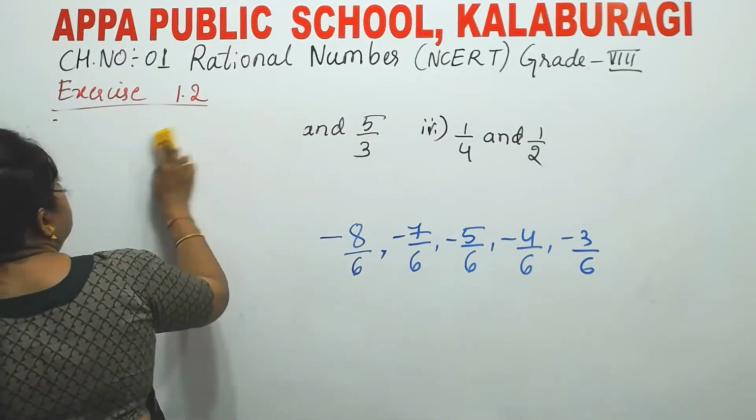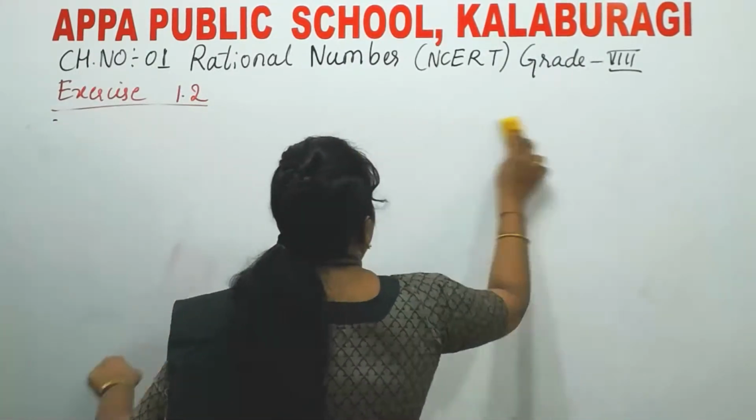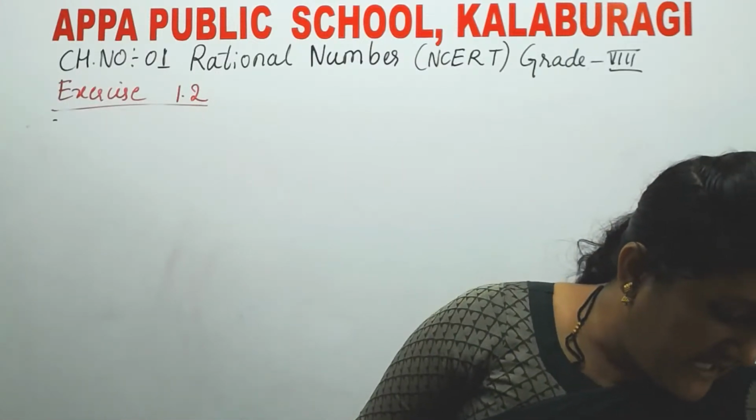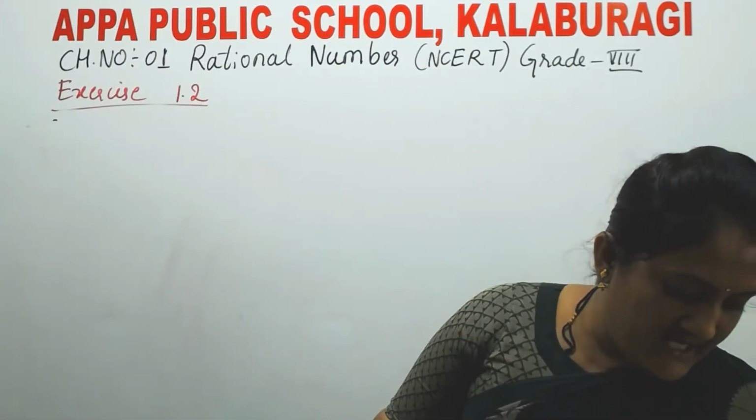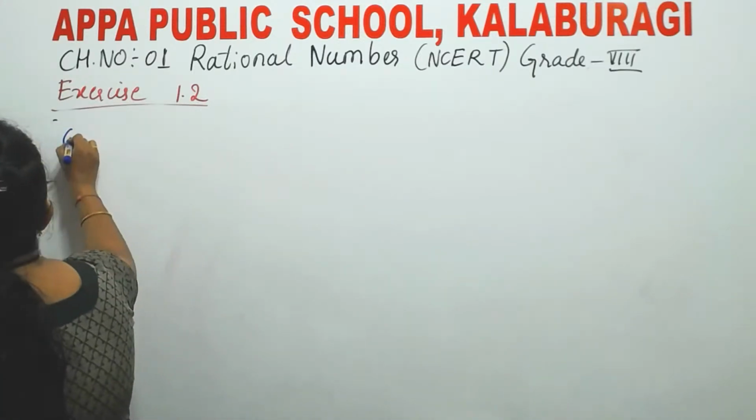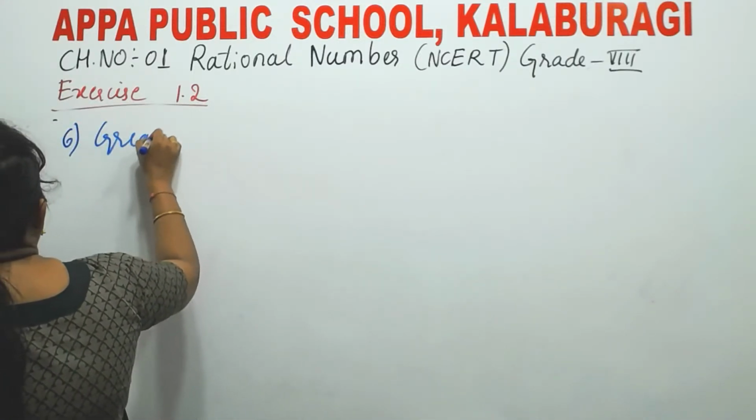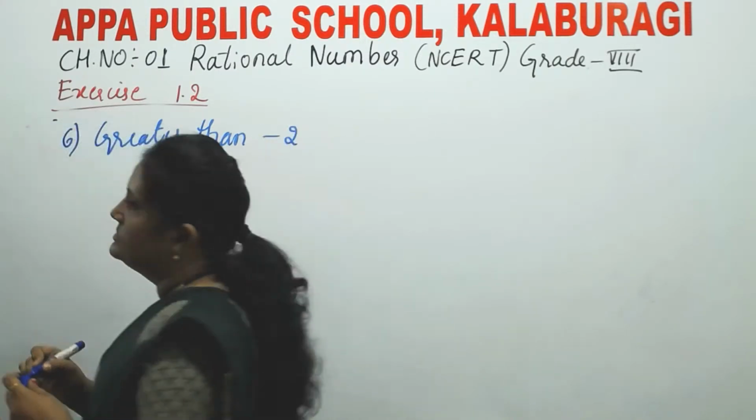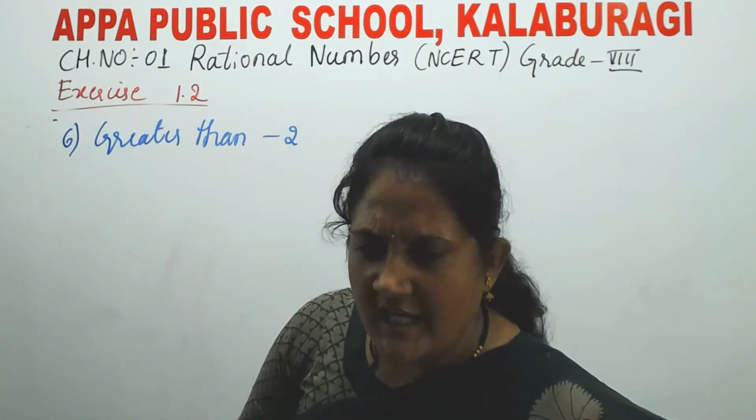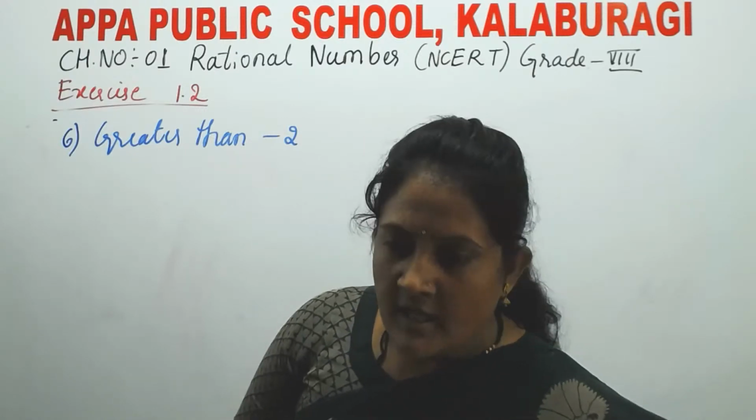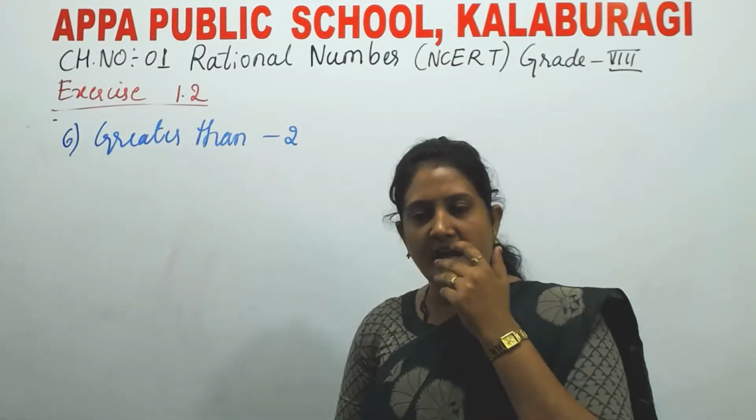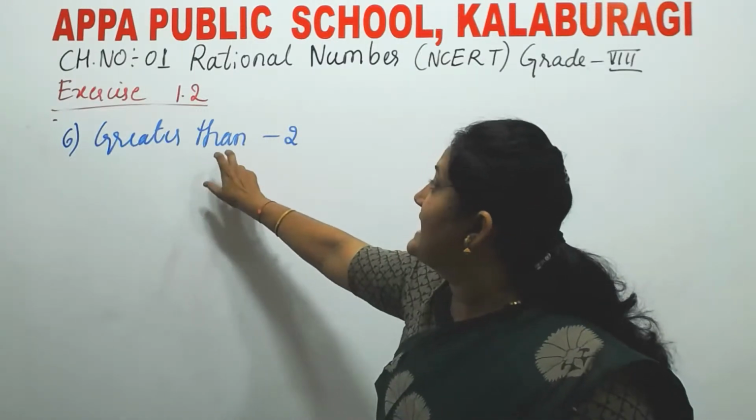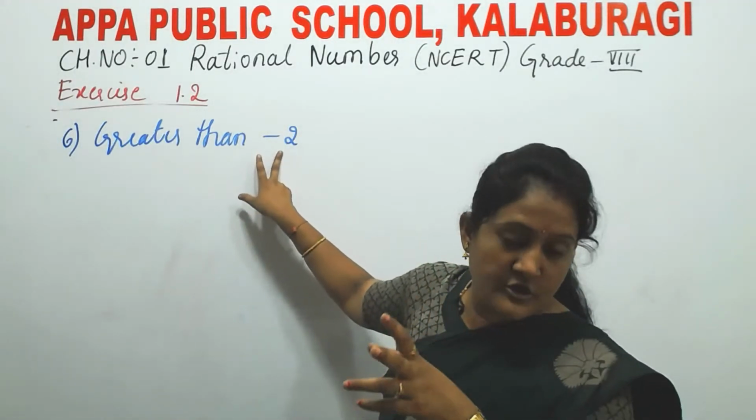Question number 6. What is question number 6? They are asking, write 5 rational numbers greater than minus 2. Greater than minus 2. If you have two siblings, you are the elder, the younger one will be younger only. So everybody, what they are asking: greater than minus 2. Minus, focus on the minus.